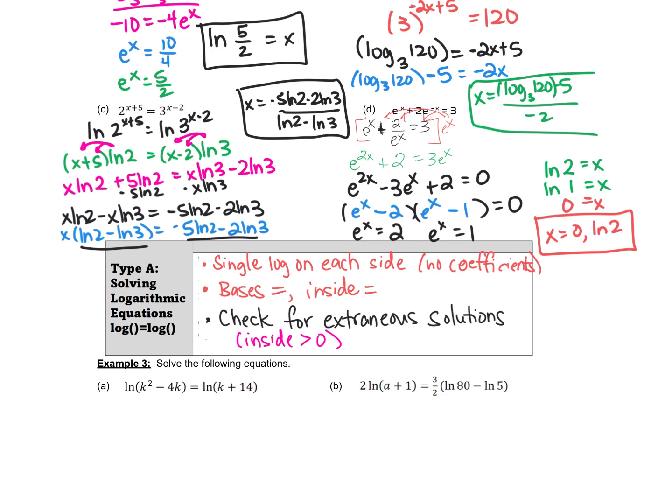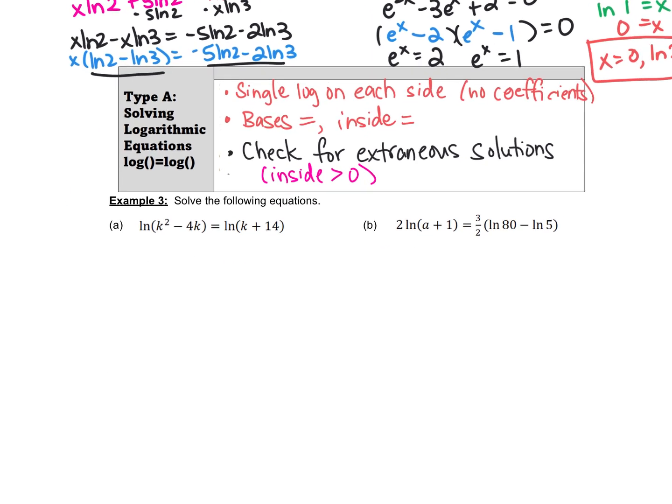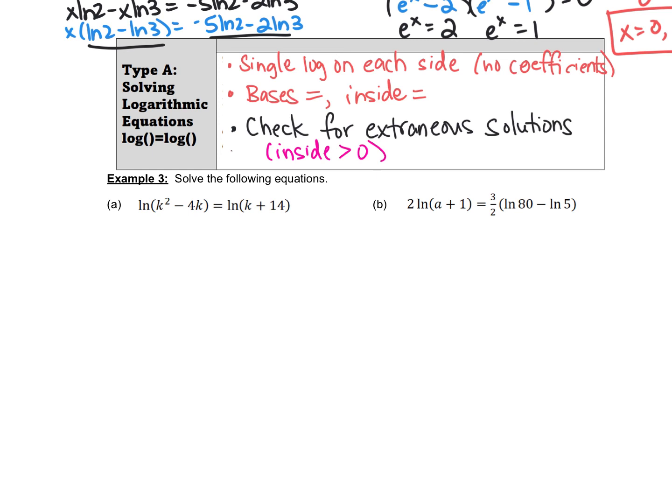All right, so let's do a couple. Let's look at the first one. So I've got ln of k squared minus 4k equals the ln of k plus 14. Do I have a single log on each side? Yeah, we do. And do the bases match? Yeah, they do. So all I have here is k squared minus 4k equals k plus 14.